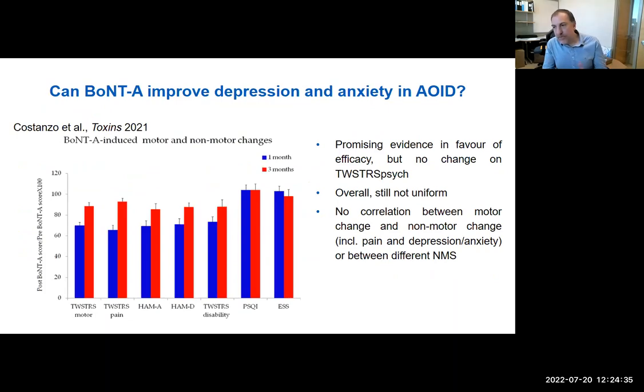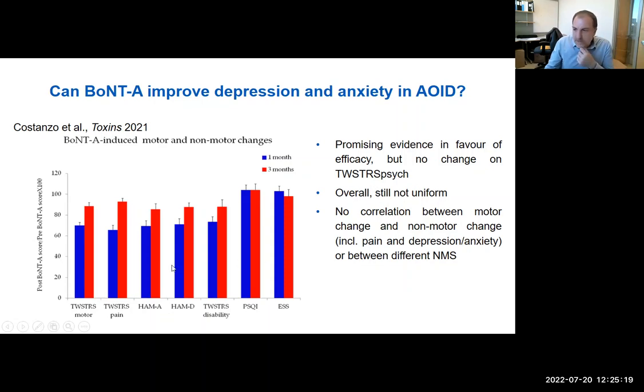Does botulinum toxin improve depression and anxiety in dystonia? Again, the evidence is very controversial here. I'm just citing one of the latest studies looking at this, that showed that when using some rating instruments like the Hamilton scales for anxiety and depression, people with cervical dystonia receiving botulinum toxin type A improved not only in motor symptoms and in pain, but also in depression. However, using other instruments like the psychiatric section of the TWSTRS for cervical dystonia, this change wasn't found.